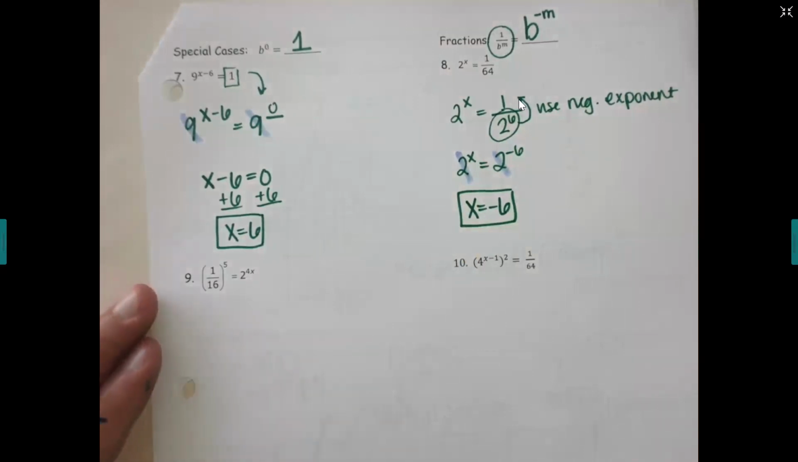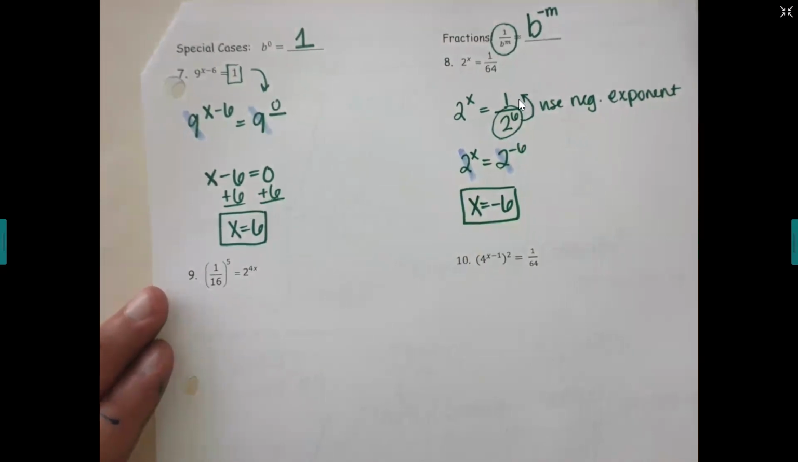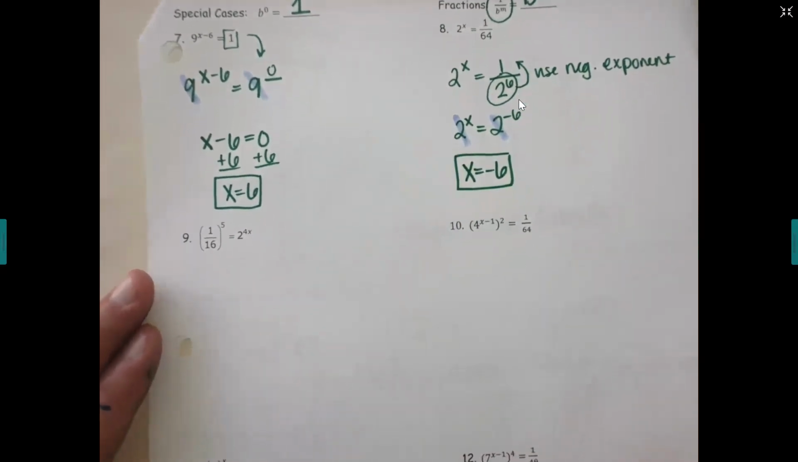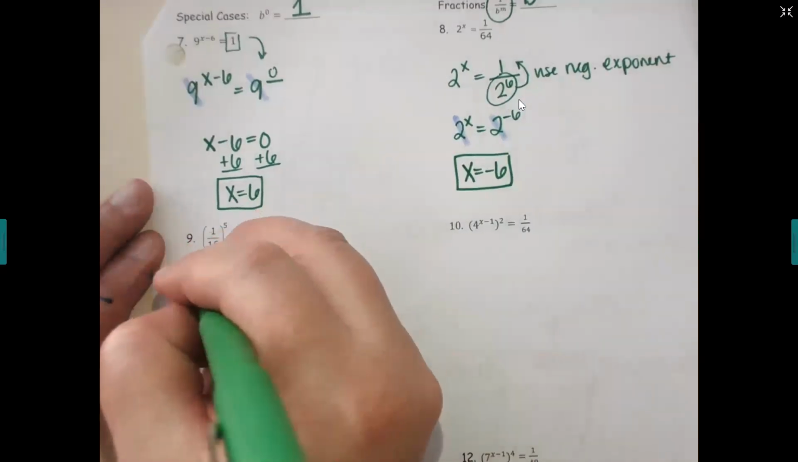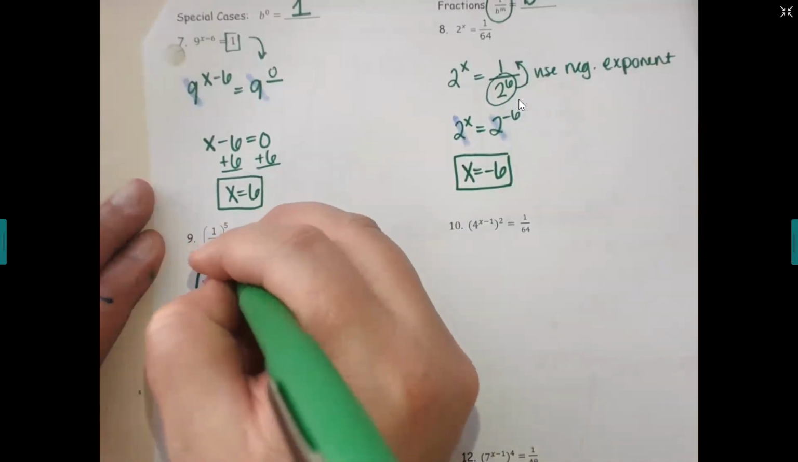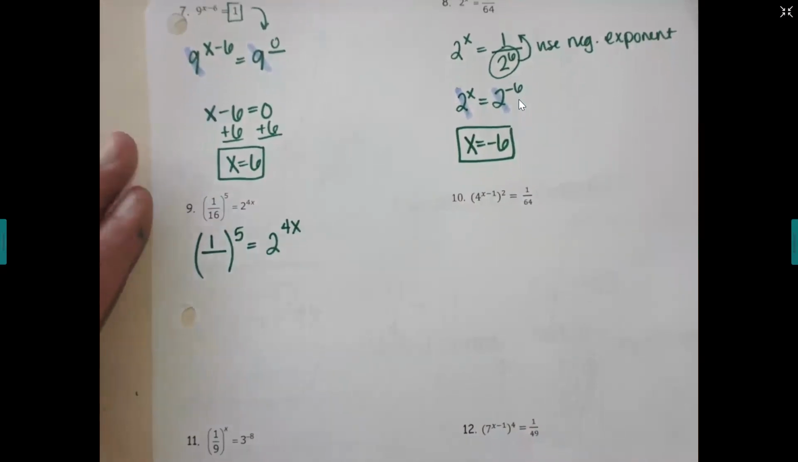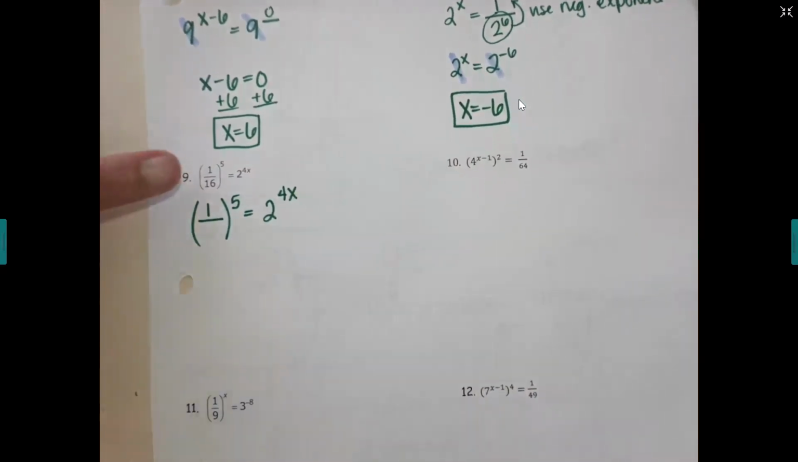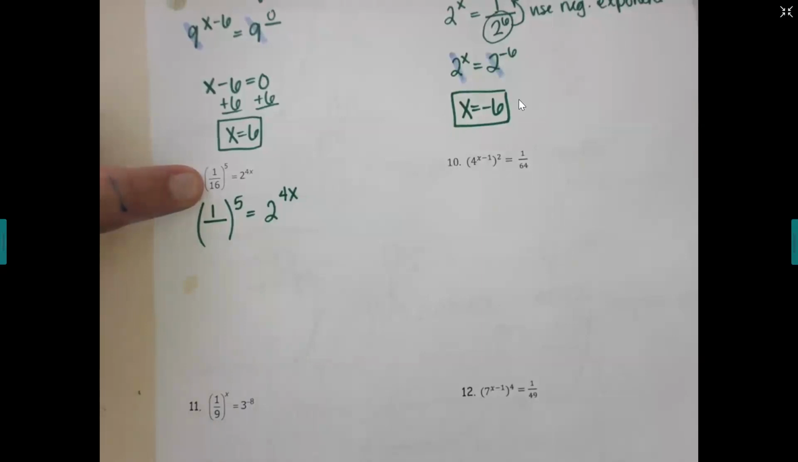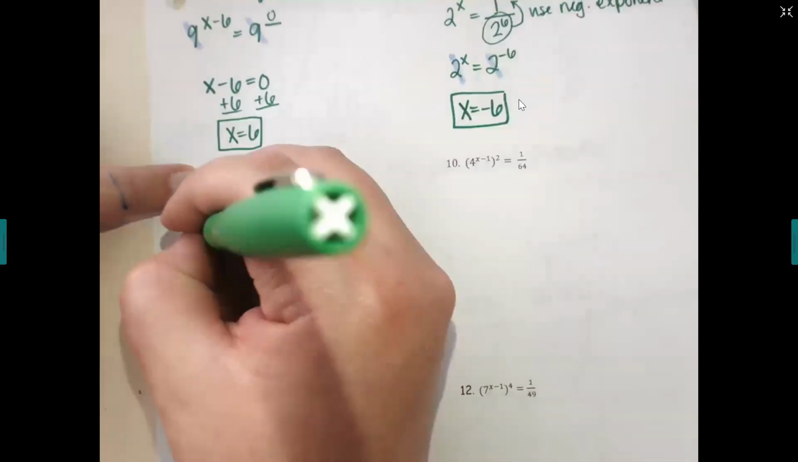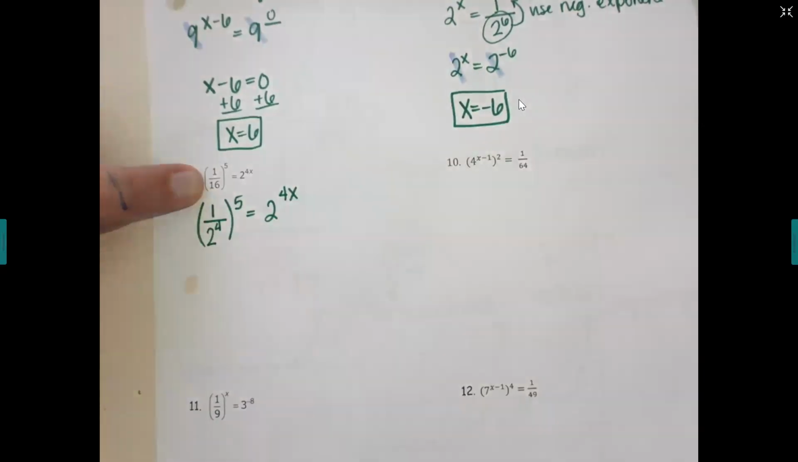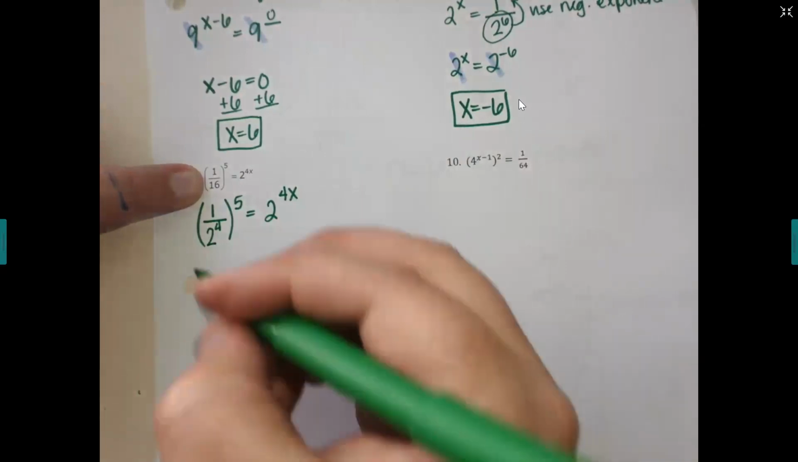Let's take a look next at number 9. Okay, I have 1/16 to the 5th. So I'm gonna put 1 over something to the 5th equals 2 to the 4x. Will you please look in your 2's chart? What am I looking for? What number? 16. Okay, so you do not have to memorize these, but what is 16 as a base 2? 2 to the 4. Now, where is your 2 to the 4? It's on the bottom of a fraction. So in order for me to pull that up, what do I have to do to the exponent?